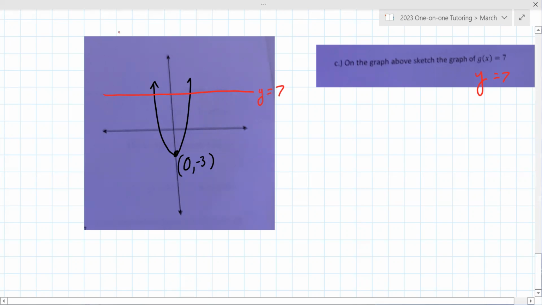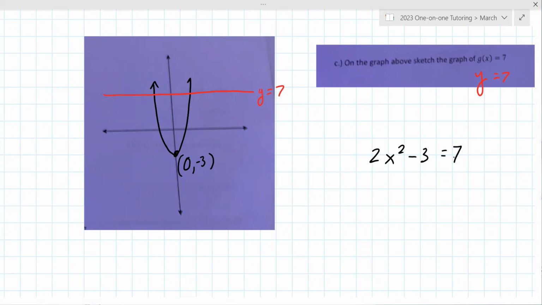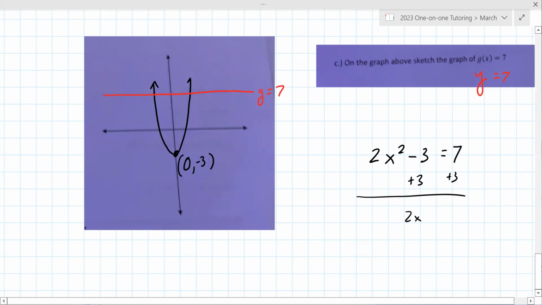Now here's the equation that you're solving. It should look really familiar: 2x squared minus 3 equals 7. We started out by solving this equation, so let's solve it again. What's the first thing you do to solve this equation? You add 3 to both sides. So 2x squared equals 10.